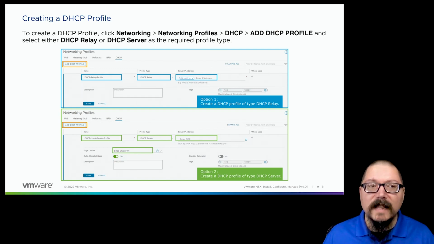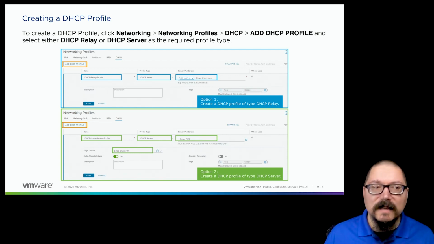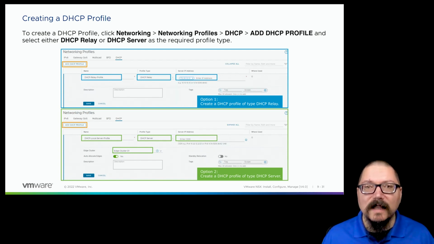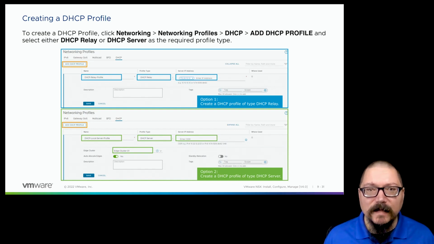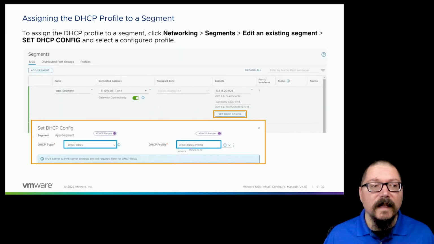So creating a DHCP profile, this is where I'm going to specify server or relay. And I can do that right in the networking and DHCP UI. Or I can build out my DHCP server, give it a name, give it a service IP address, or give it a relay IP address. Where am I going to relay these? Depending on whether I'm looking at a server or a relay.